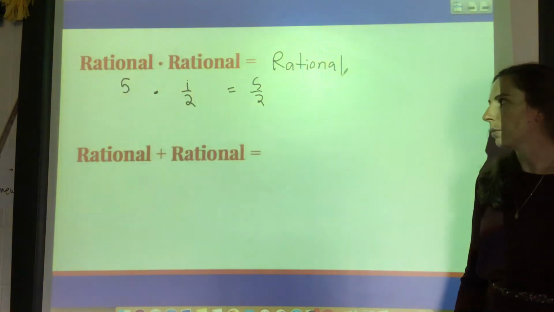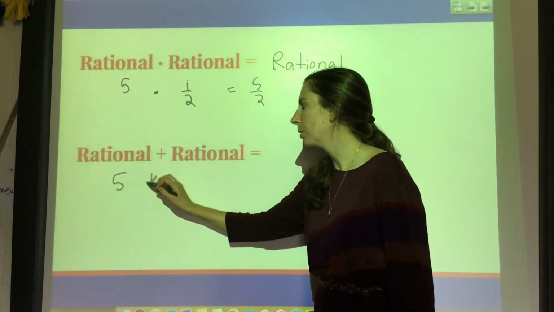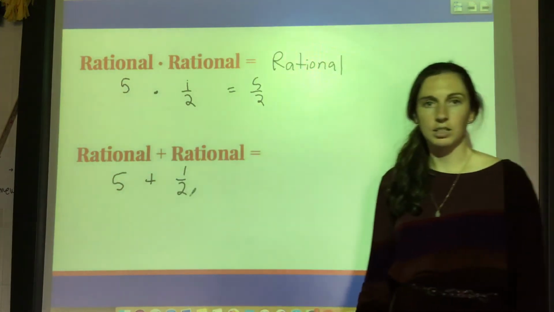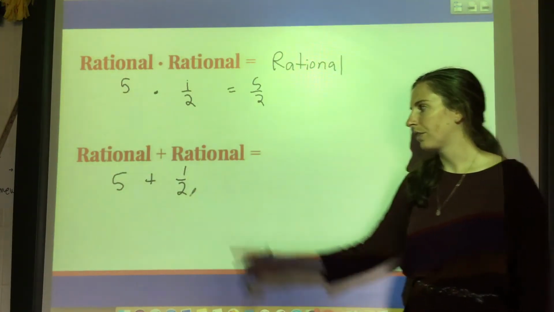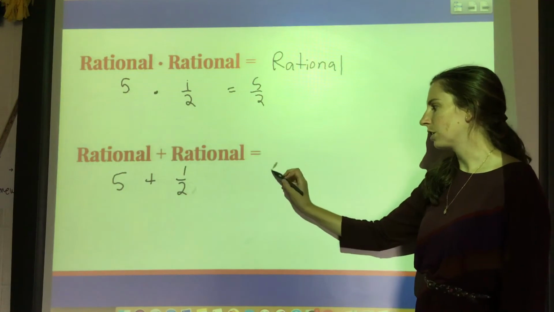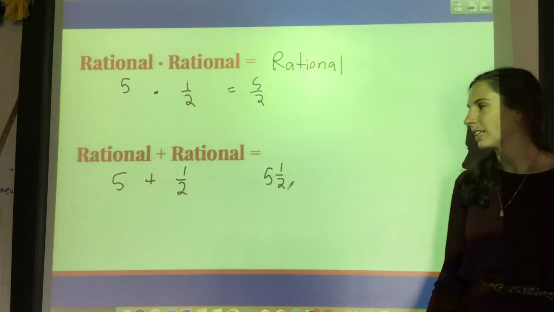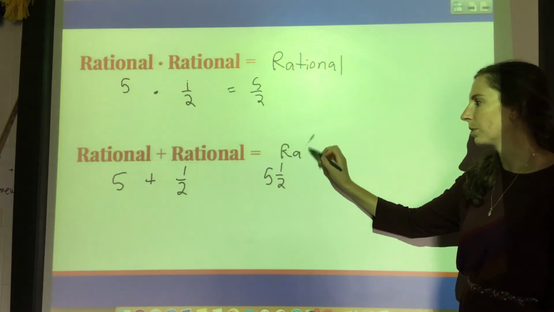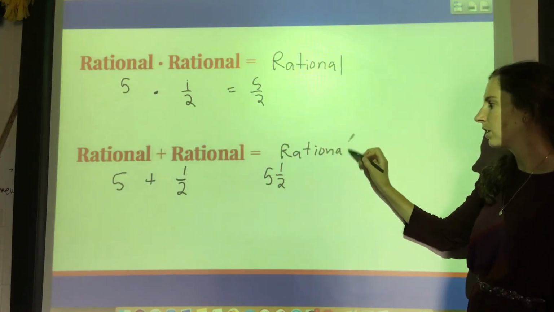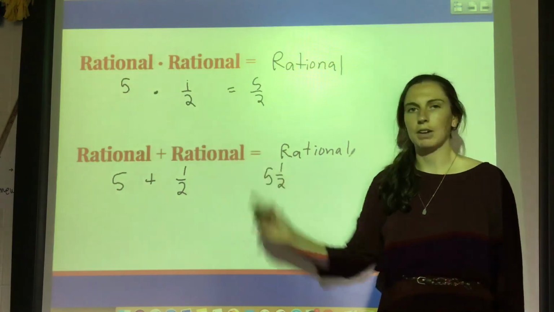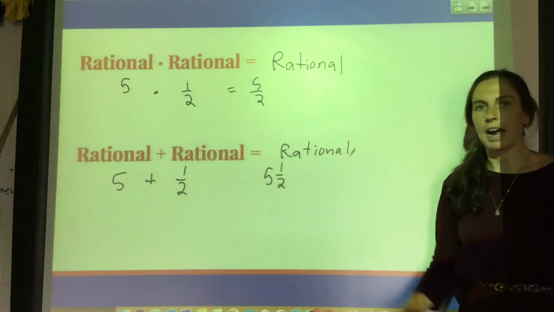Let's see if I add them up. If I did like 5 plus 1/2, would that still be a rational number? 5 plus 1/2 would just be 5 1/2, which is still a fraction. It's still a rational number. So anytime you multiply or add rationals, you end up getting a rational number.